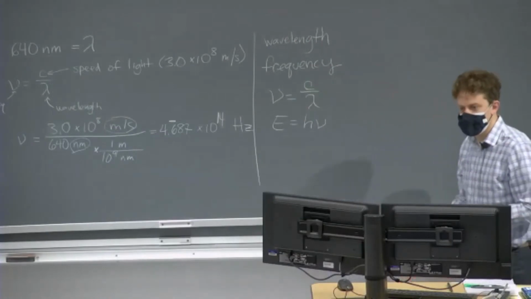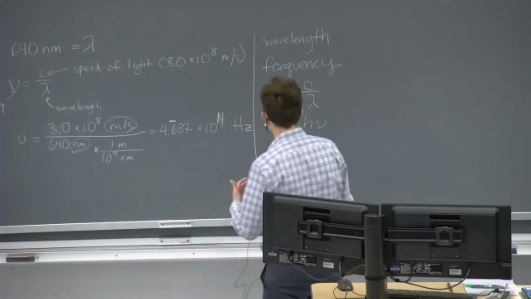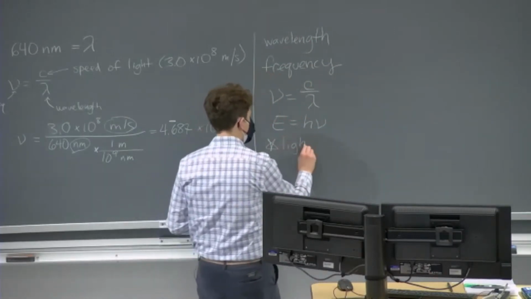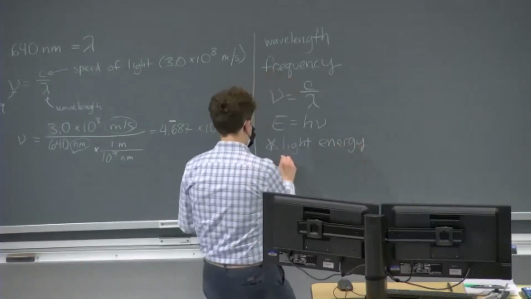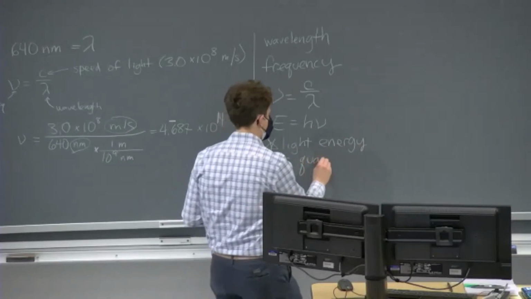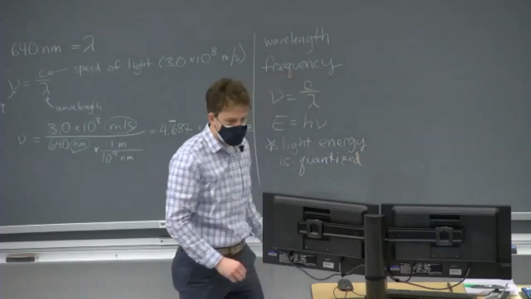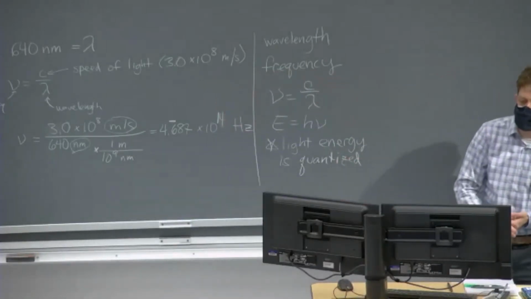Okay, we did a little bit with units and dimensional analysis, and we saw one important point here, which is that light energy is quantized. And that's where we'll pick up on Friday, and we'll get into the quantum nature of electrons. So we'll go from there.